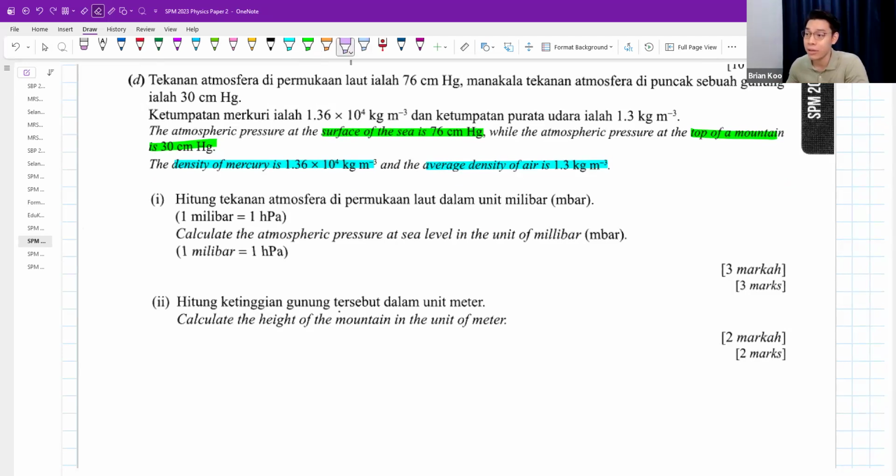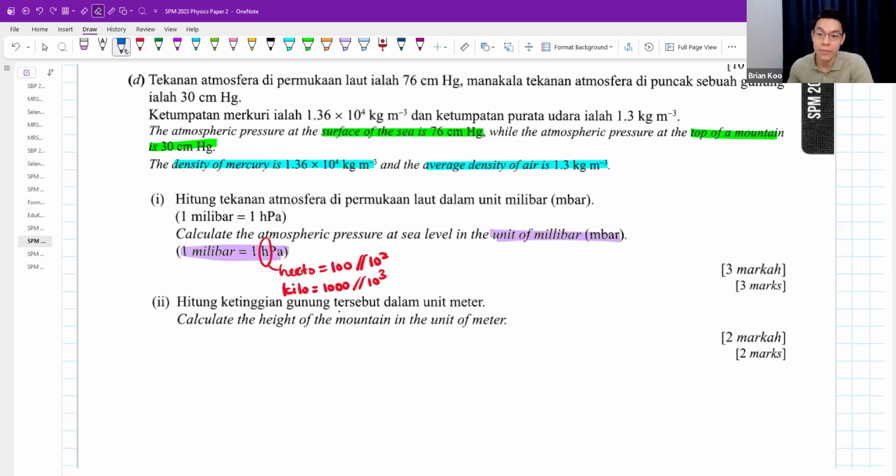Okay, they did tell you that millibar is 1 hPa. A lot of people don't know that hPa actually stands for hectopascal. Hecto, H-E-C-T-O, which means 100 or 10 to the power of 2. It's just like how kilo is 1,000 or 10 to the power of 3. Hecto is like that.